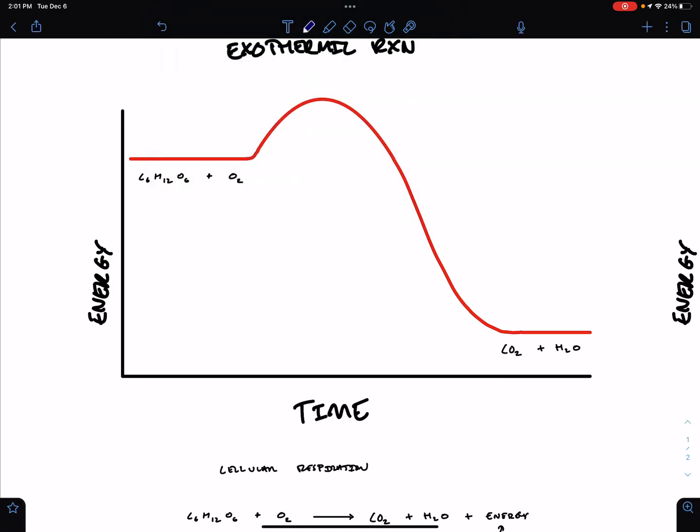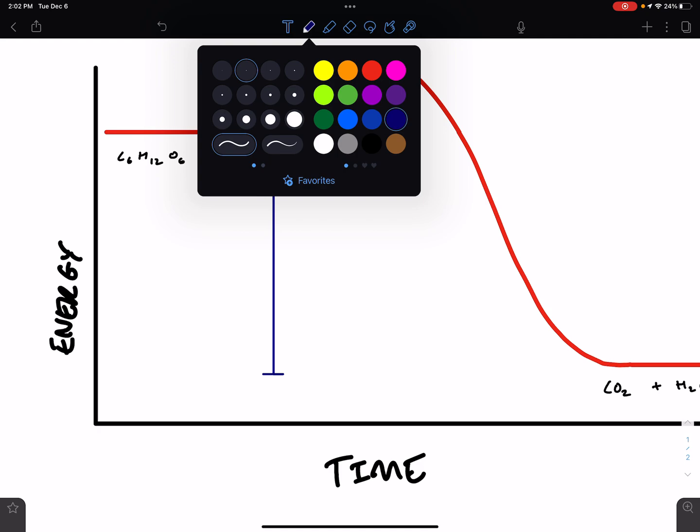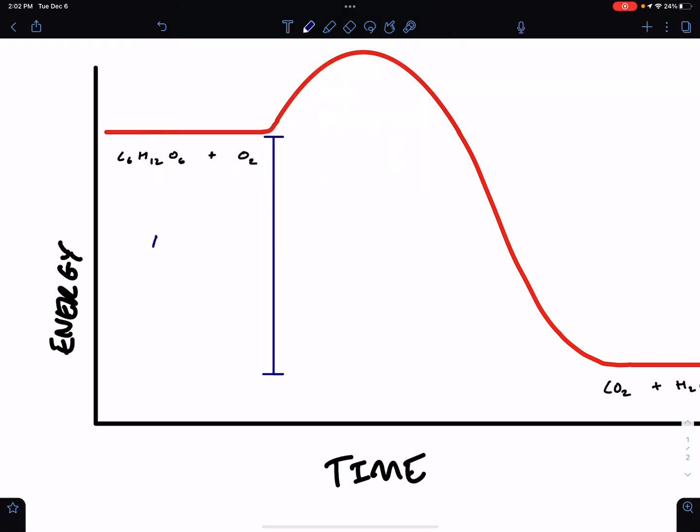I think that it's pretty clear that the total amount of energy, or I guess the energy difference, between my reactants and my products is measured right here. And this is called the enthalpy, or the enthalpy change. And we write it as delta H, and it's the amount of heat that is required, or I guess the energy difference between the products and the reactants. And it can be either positive or negative.